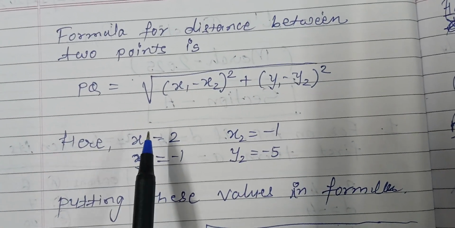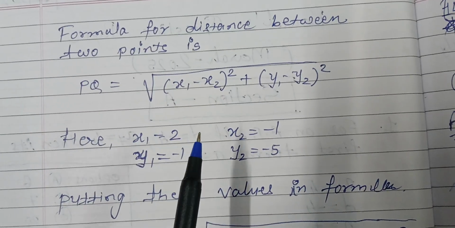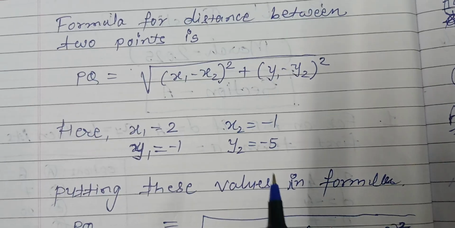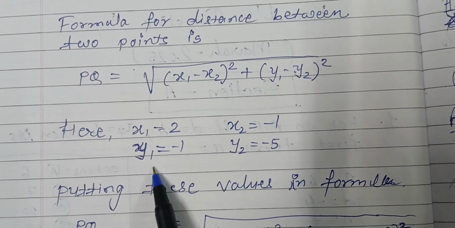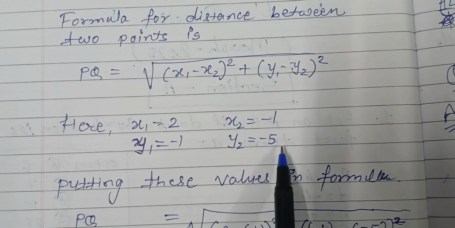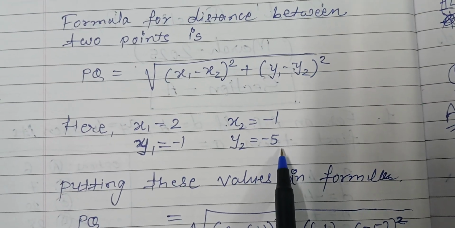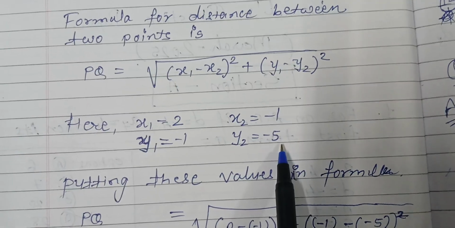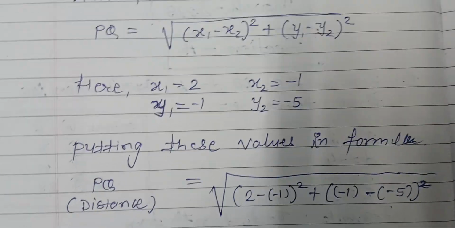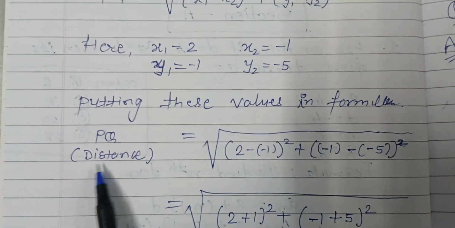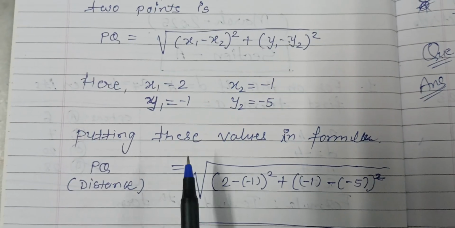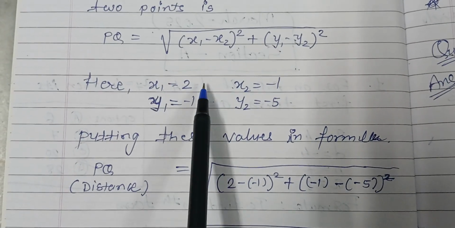So here x1 is equal to 2, y1 is equal to minus 1, x2 is equal to minus 1 and y2 is equal to minus 5. This is given in the question itself, where we have named the numbers x1, y1 and x2, y2. Now putting these values in the formula, PQ, the distance between the 2 points, is the square root of (x1 minus x2), with x1 equal to 2.